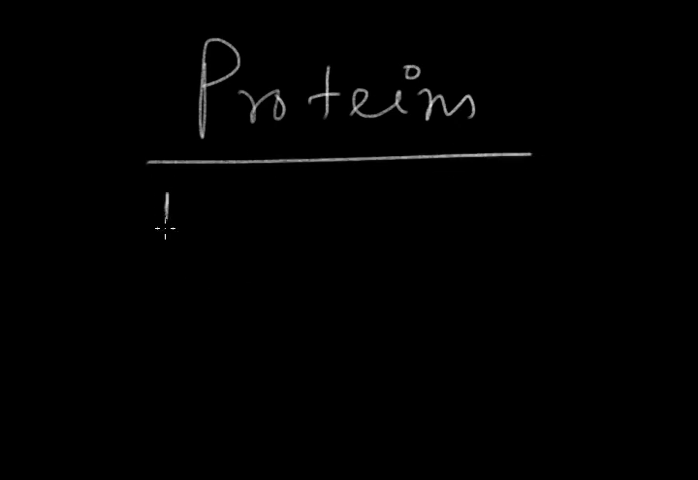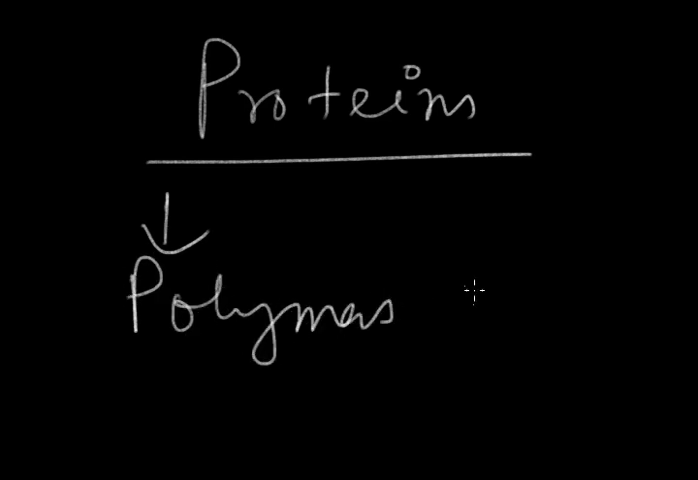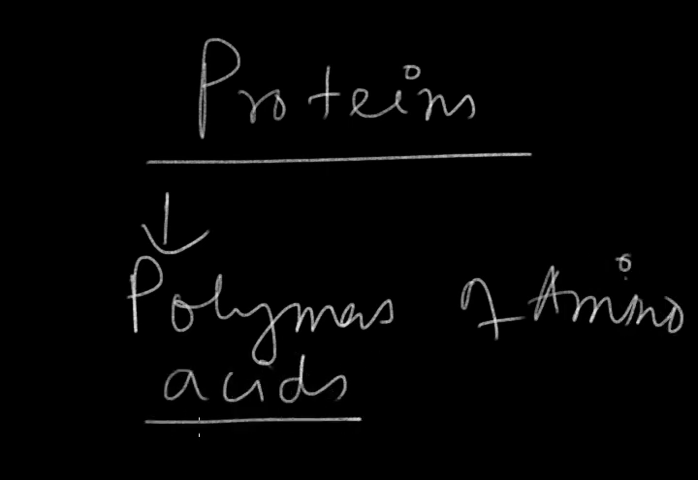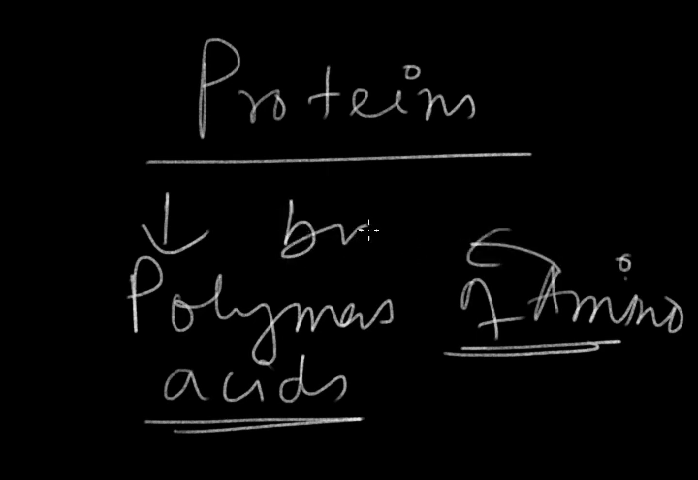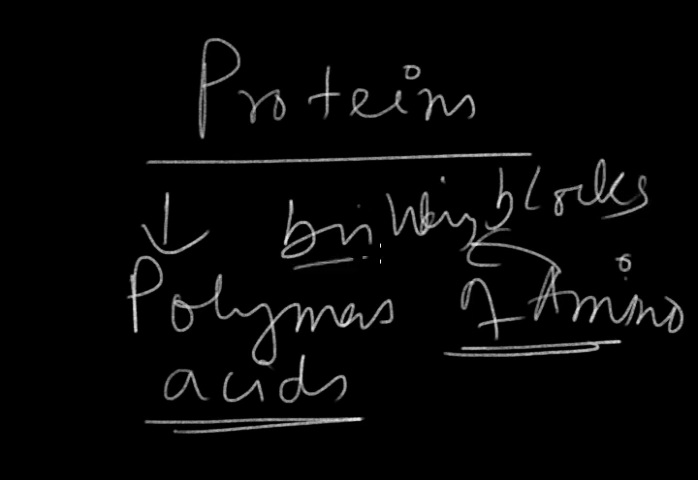Proteins can be defined as polymers of amino acids. So these amino acids can be called the building blocks of proteins, the monomeric subunits that constitute a protein.